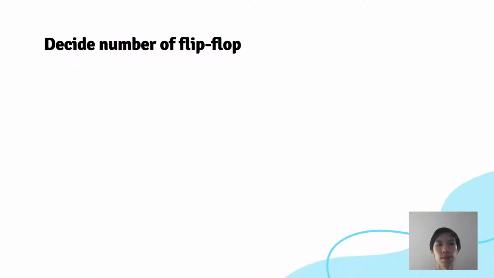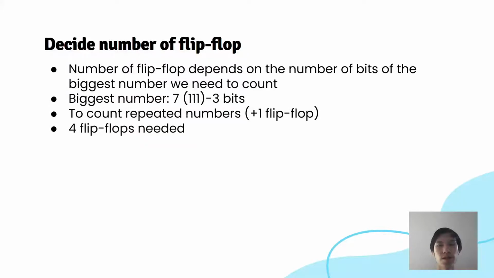To decide the number of flip-flops, we should know that the number of flip-flops is the same as the number of bits of the biggest number we need to count. The biggest number in my ID is 7, which is 111, and it is a 3-bit binary number. So by right, my counter should have at least 3 flip-flops. But to count the repeated numbers, we need 1 more flip-flop. So there's a total of 4 flip-flops needed in my counter.